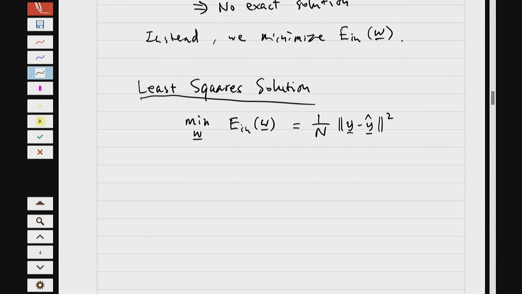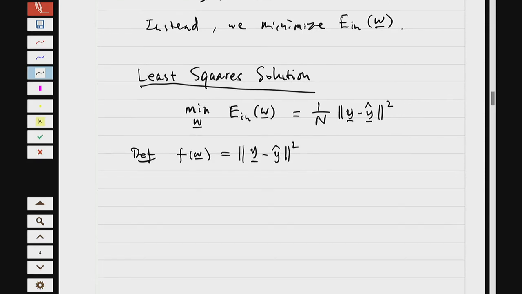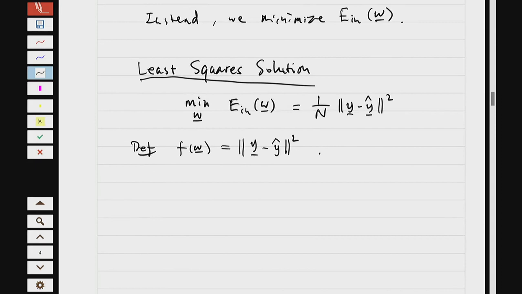To solve this minimization problem, we try to take the derivative, because this is a nice quadratic equation. So let's first define the function that we want to take the derivative of. Let's define f of w as just E_in of w, except without the 1 over m factor. Let's just make things a bit cleaner and get rid of the factor. So we want to minimize this f of w. This is our loss function.